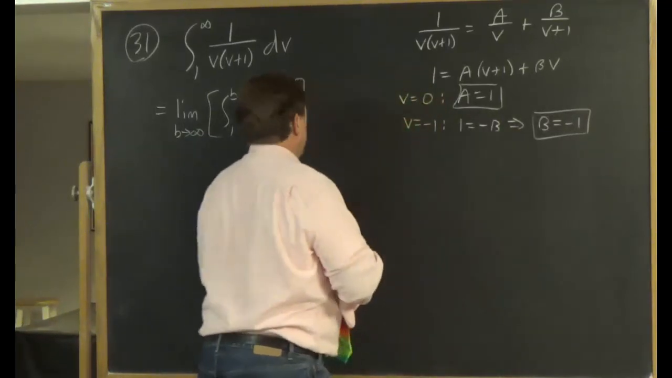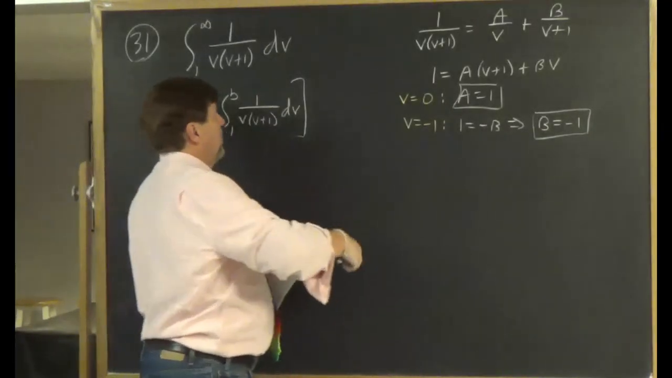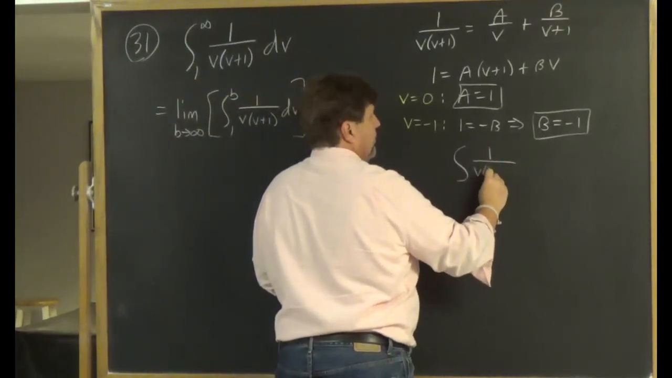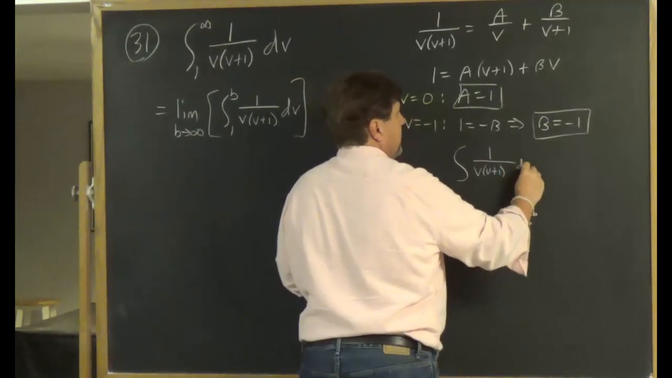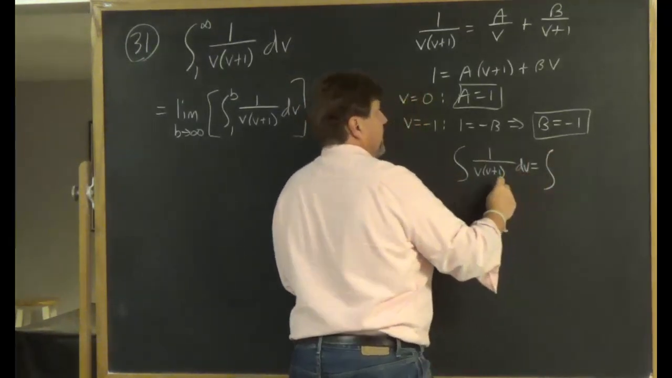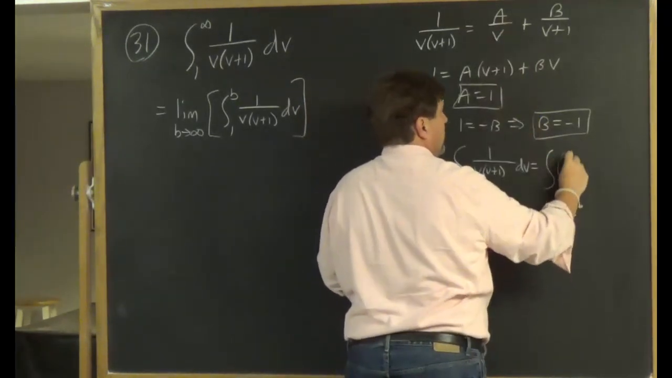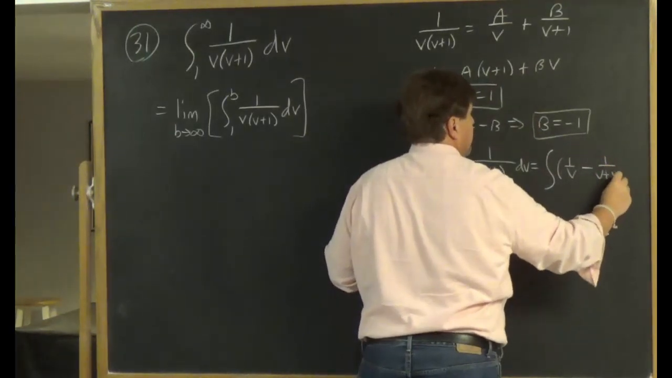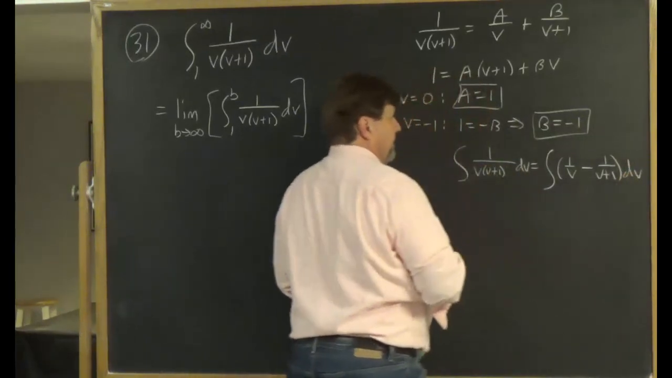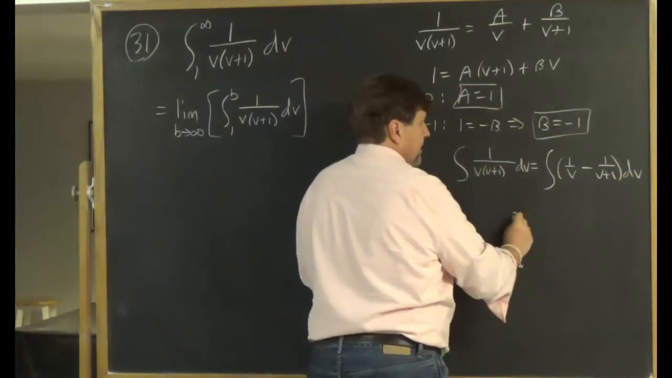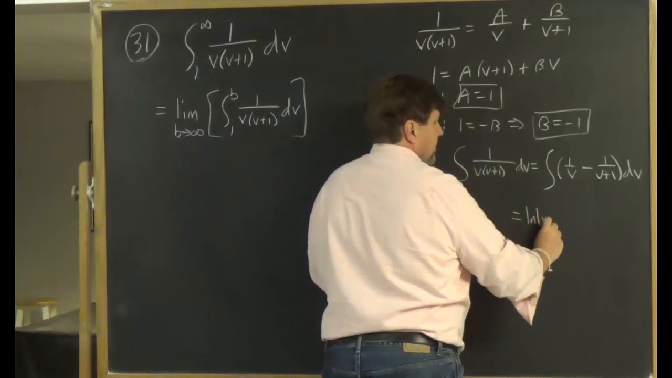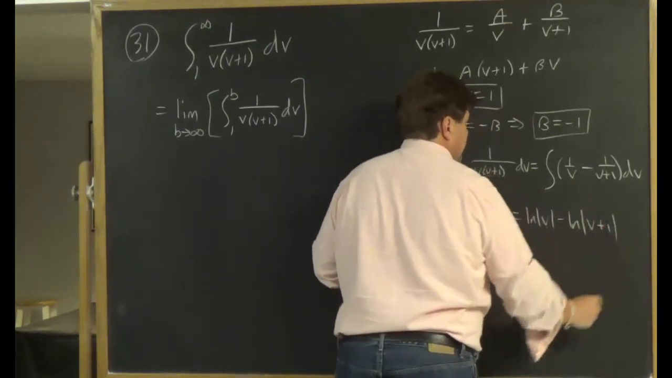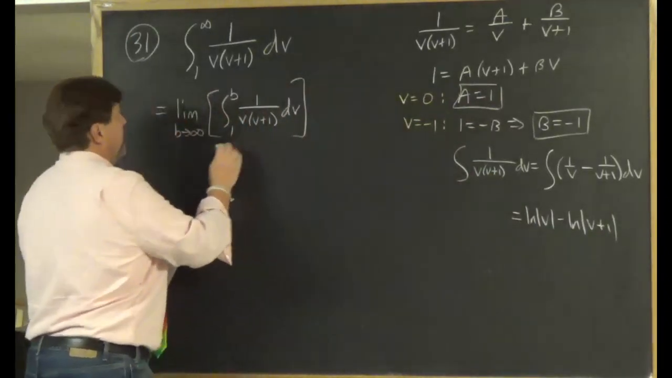B is negative 1. So our integral of 1 over v plus 1 dv, we're going to write that as a 1 over v minus 1 over v plus 1 dv. Pretty friendly. The natural log absolute value of v minus the natural log absolute value of v plus 1. So I have an antiderivative.